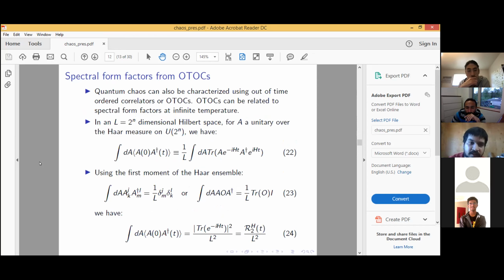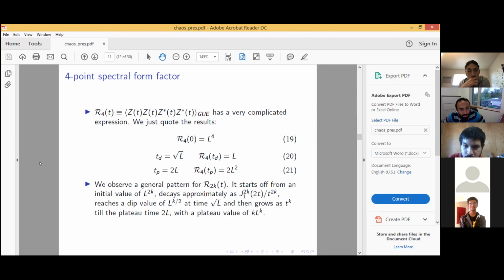So now we discuss out of time ordered correlators, OTOCs. Actually, can I ask another question? Can you go back to the last slide? So here you're saying that R2K has, so I'm just trying to understand the dip value and the plateau value based on heuristics. So let's forget about K. So it scales like L to the power of K. Is there a way to see that? Probably there is a simple way to see it, that is L to the power of K over 2 and L to the power of K. But anyway, I don't see it either way. That's fine.